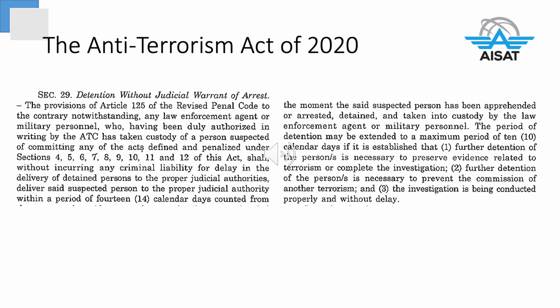What I'm saying here is the ATC can issue an authorization to the police or military personnel to arrest a person. So what would stop the ATC from issuing an authorization to arrest a designated terrorist? See what I mean? So even if the law doesn't say that a designated terrorist has to be arrested, this law in Section 29 says that the ATC can issue a written authorization to arrest a person suspected of being a terrorist.